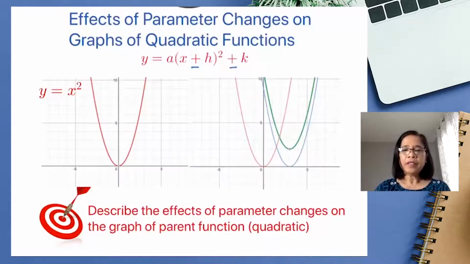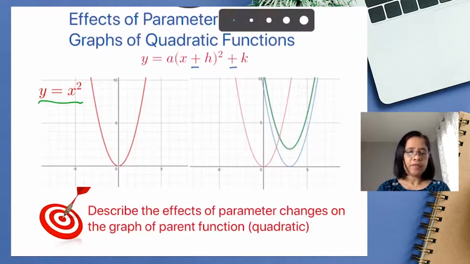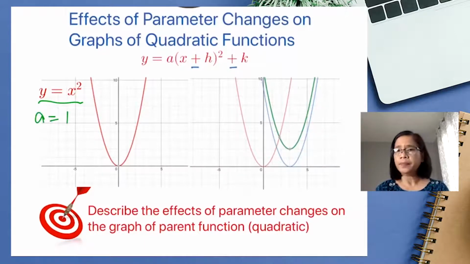So what happens if, given the parent function y equals x squared, in this case the coefficient of x squared is equal to 1, so that's the value of a, which is 1. What happens if the value of a changes, or also if the sign of a changes? Then we will also describe the effect when h and k change.